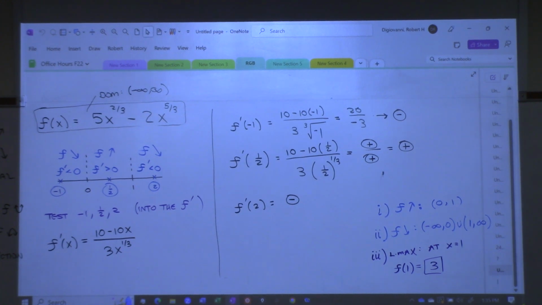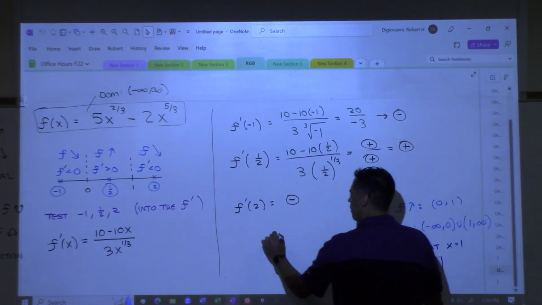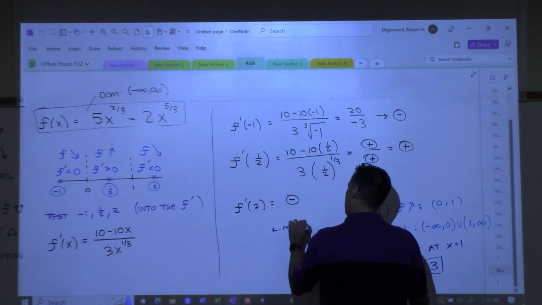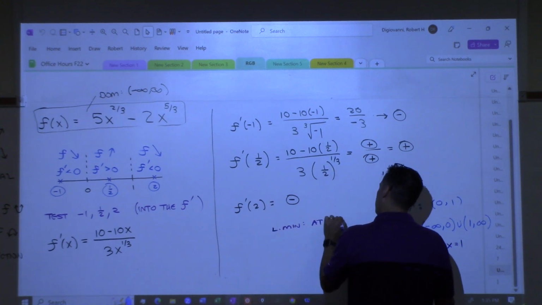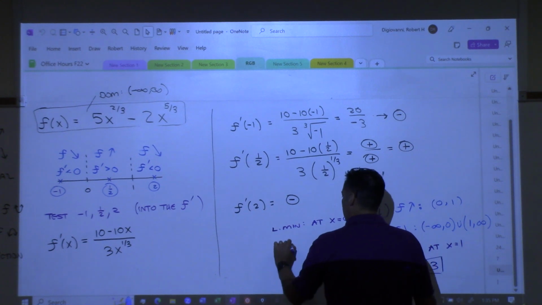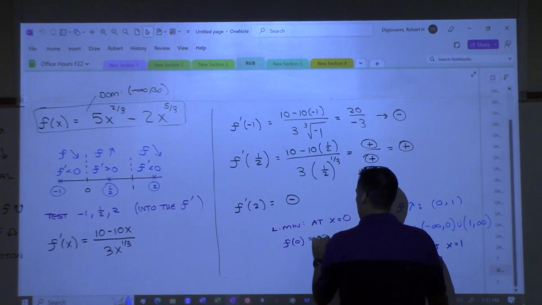Continuing, local minimum. Do it right here. We have a local minimum at x equals 0, and that one should be pretty easy to plug in, right? If you plug in 0, you get 0.